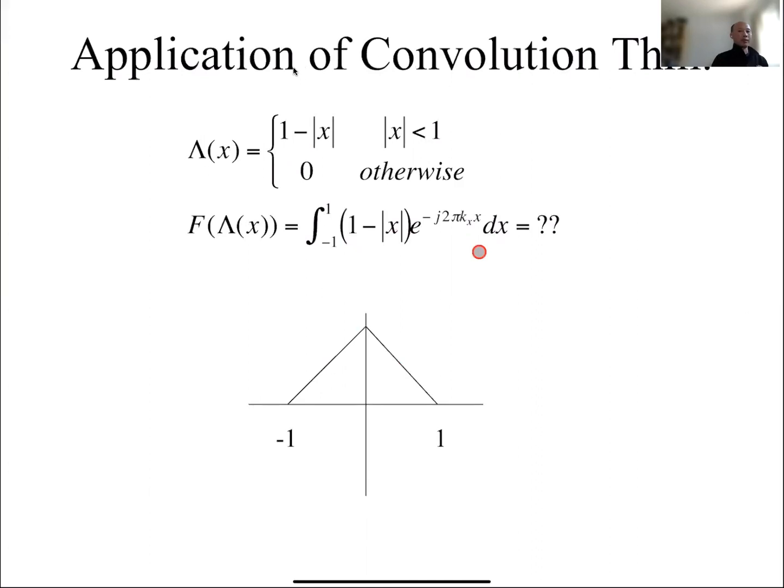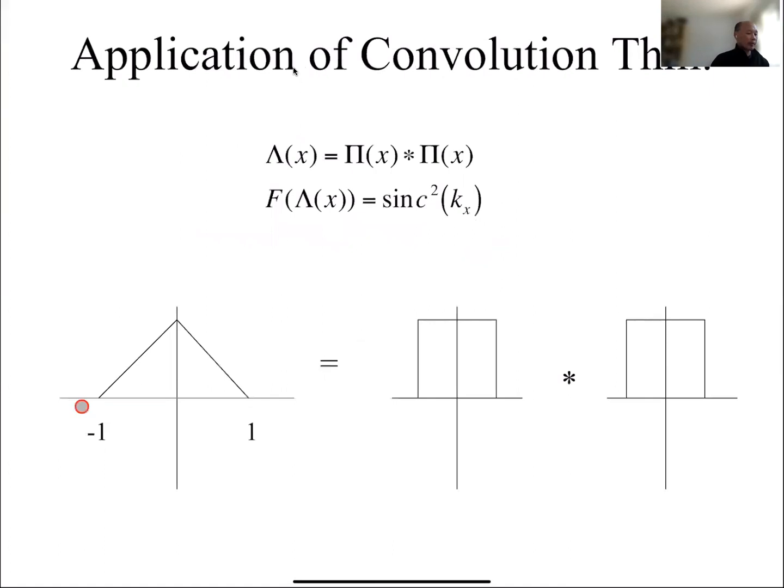So for things that are easy to do by using properties, I'd like to use the property to save time. It turns out, if you remember from the last supplementary section, this triangle function is simply a rect function convolved with a rect function. Well, I know that each of these goes to a sinc function, and I know that convolution goes to multiplication. So the Fourier transform of a triangle is just sinc squared of kx. And so without writing anything down, I can just write down the answer by inspection.